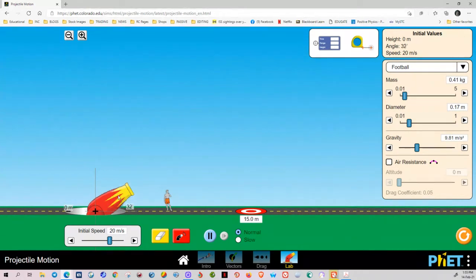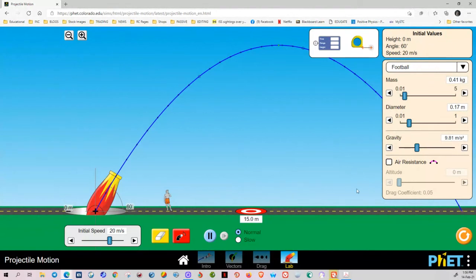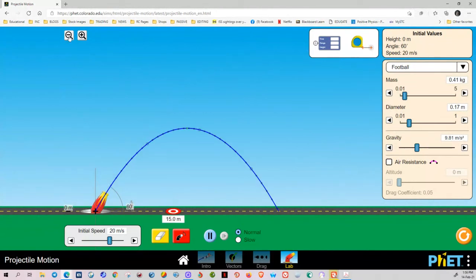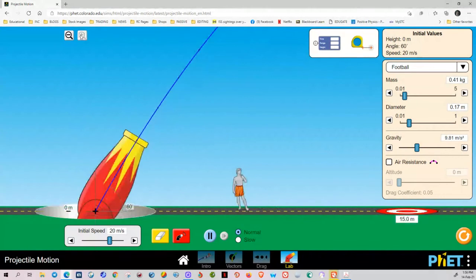Now, let's try it. How does it work? Set the angle. Let's say 60 degrees. And then fire. And the projectile flies off. What happens if it's too far from the screen? You can zoom out. There you go. And you can also zoom in.